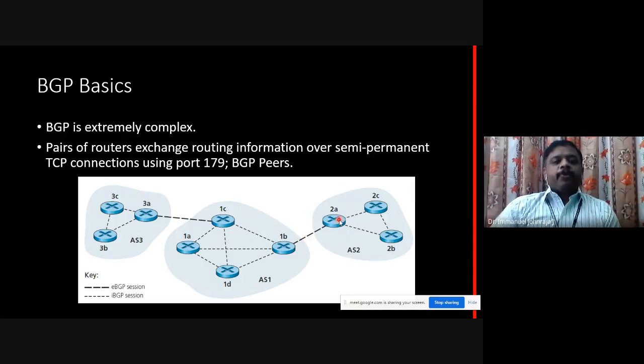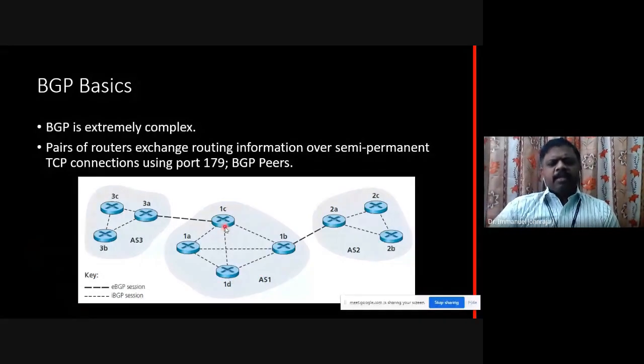Now when you talk about BGP, the routers 1B and 2A are called BGP neighbors. When routers have direct connectivity, they are called BGP neighbors. Again, 2A has a connection with 2C, BGP neighbors, and so on. 1C has a mesh connection with all the other routers, and autonomous system 1 has mesh connectivity. Hence, 1D is connected to 1C. They are neighbors.